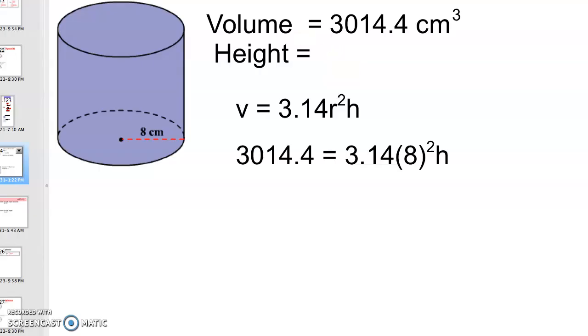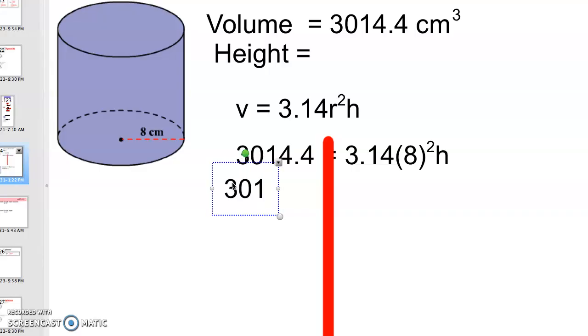Okay, so step 1, write the formula. Step 2, substitute in the values. We did both of those. Next, we have to solve for a variable using inverse operations. So I draw the line down the center. Okay. Here I'm going to simplify this first. So 3.14 times 8 squared. And remember, if you don't have a scientific calculator, you can just do 8 times 8. Right? And that is 200.96.